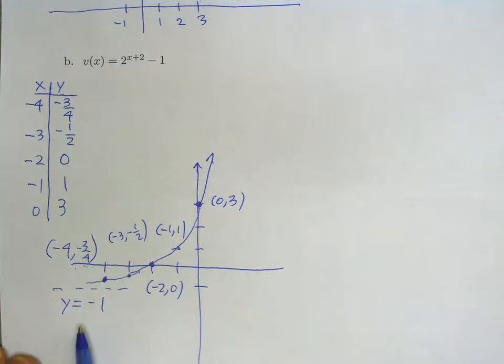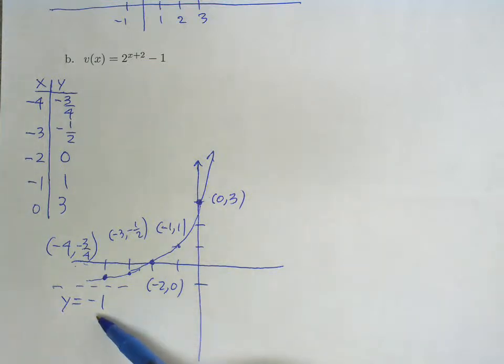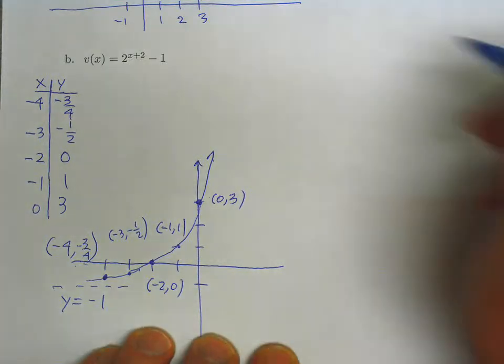So before finding the inverse, on this function, v of x, y equals -1 is a horizontal asymptote to the left of the y-axis. So on the inverse, I'm expecting a vertical asymptote of x equals -1 below the x-axis. So we'll see if that works out.